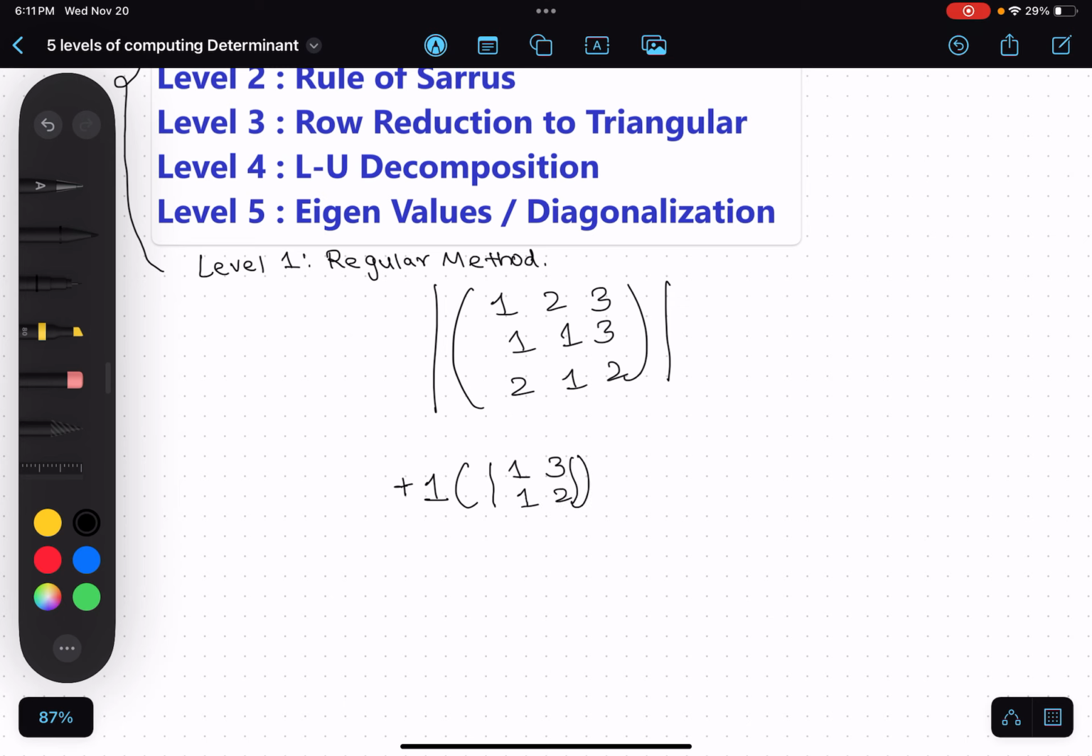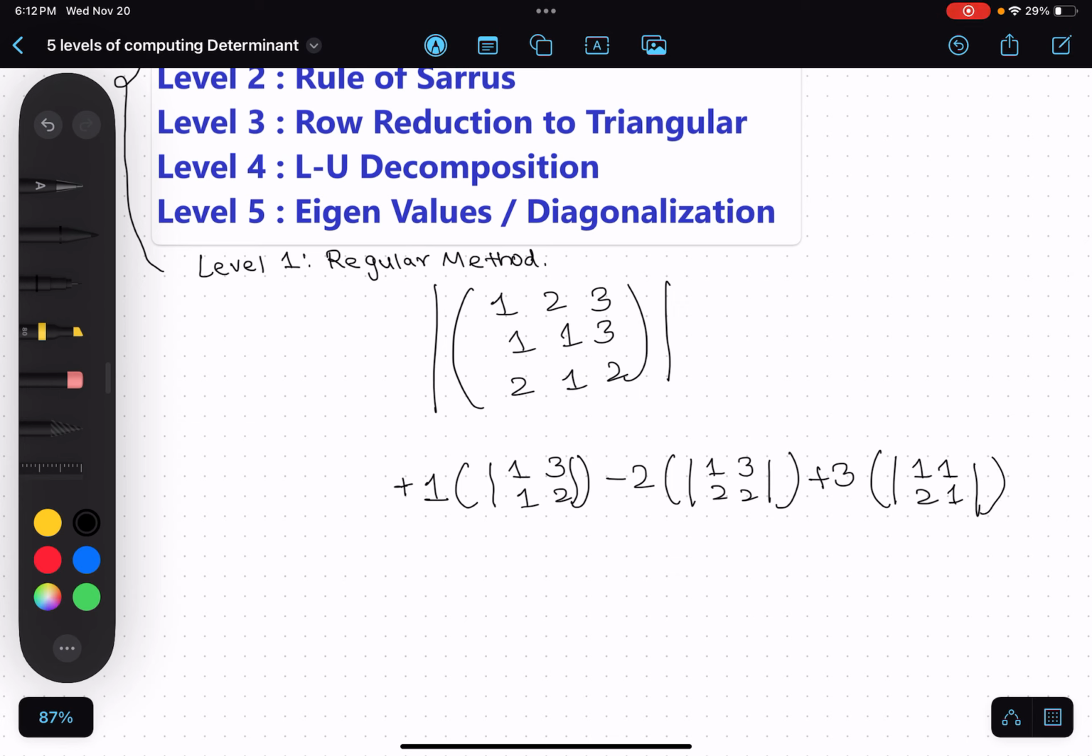Now after this I go to 2, but 2 has negative sign, right? And then I multiply this 2 with the determinant of the 2 by 2 matrix I get by excluding the row and column where there's 2: determinant of 1 3, 2 2. Now again, this 3 has plus sign. I will multiply this 3 with the determinant of the matrix excluding the row and column where 3 is. So 1 1, 2 1.